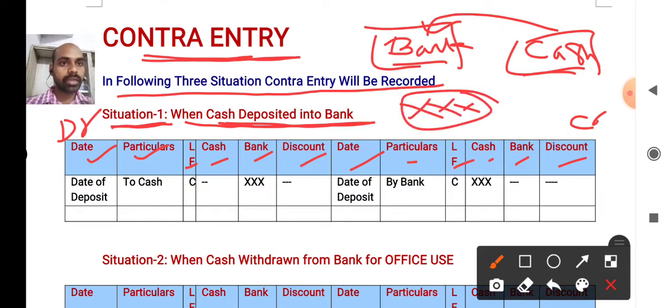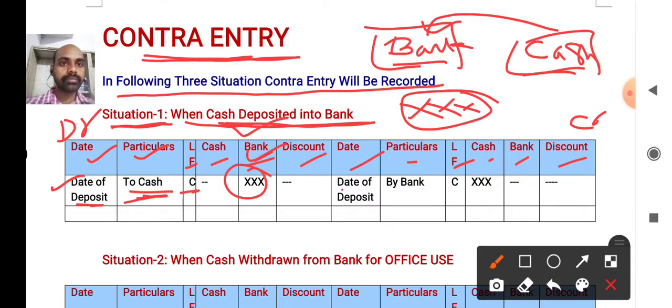So first you record the amount on the debit side, in the bank column. The amount is recorded in bank, so in particulars you write to cash. Contra means opposite: opposite to bank there is cash. So write the date of deposit, and in the LF column you will write C. It is a contra entry, so the same thing will be recorded on the credit side also.